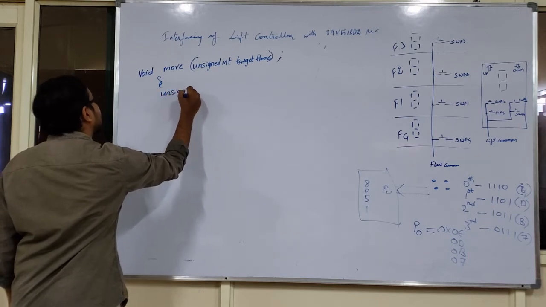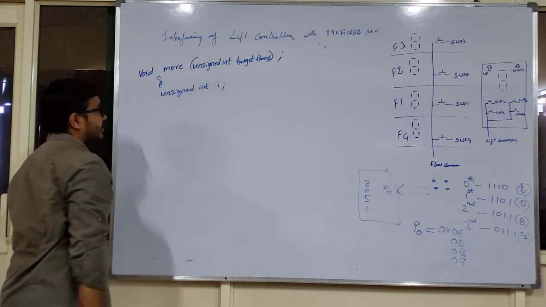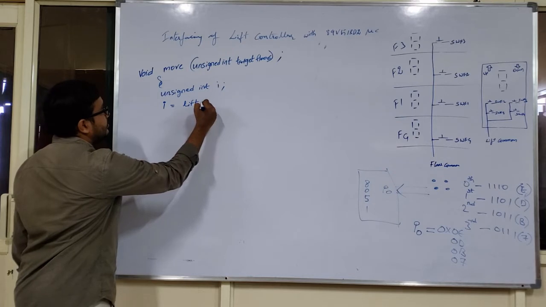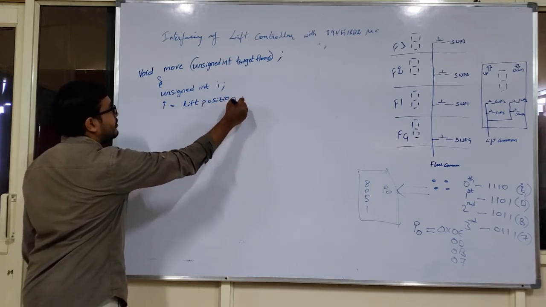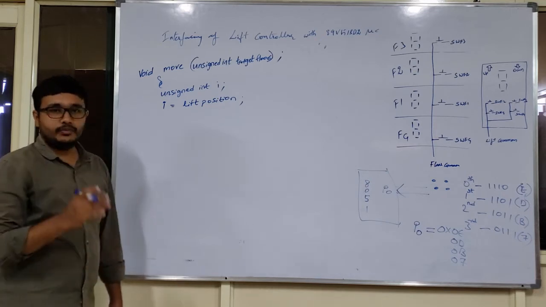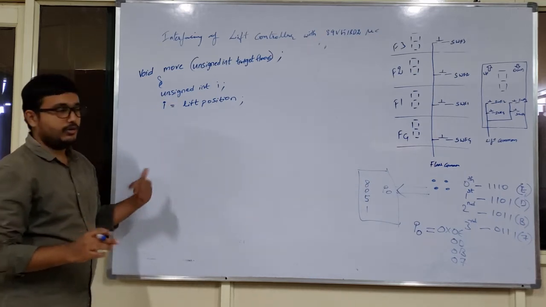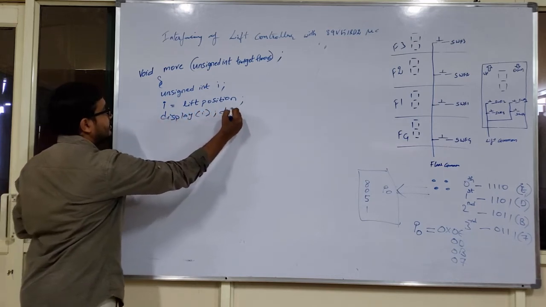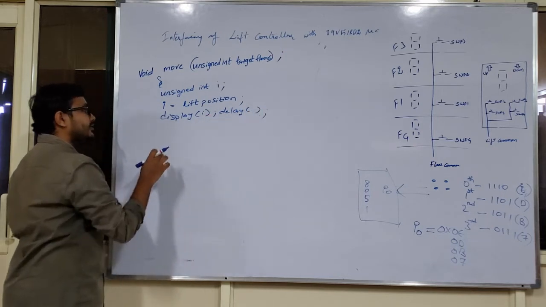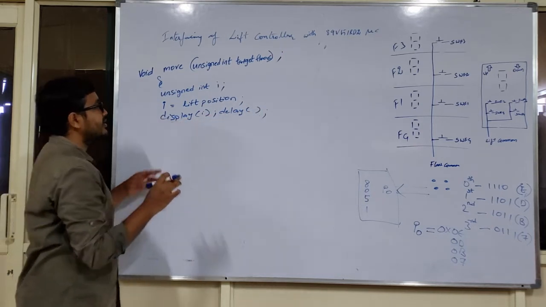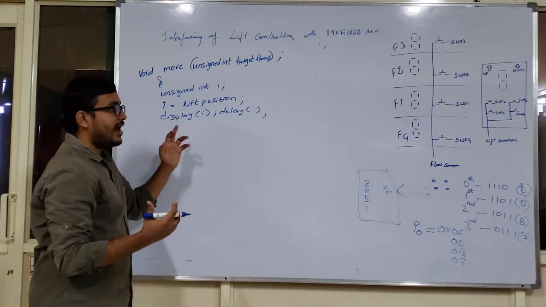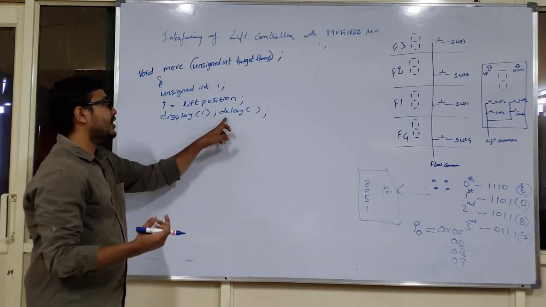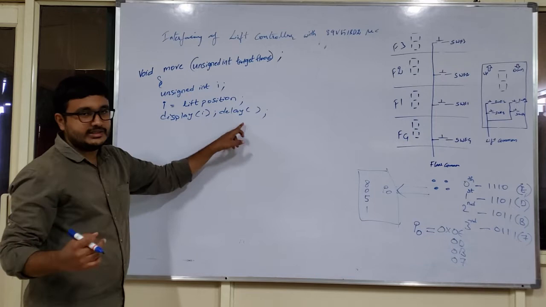Unsigned int I, a variable I am taking here. Okay, so I equal to lift position, because I don't know, my current lift position is somewhere else in between the floor, that is given to the I variable. So display of I, and the next delay. Why I am using delay here is that the 7 segment display has to hold the value, that means my current lift position, for at least some time interval. That is why I have taken delay as one more function call here.